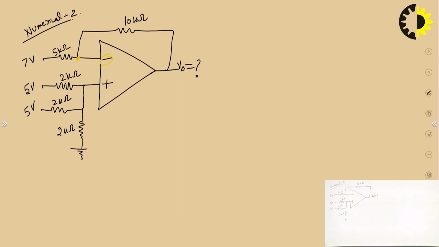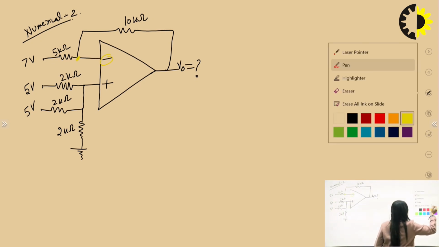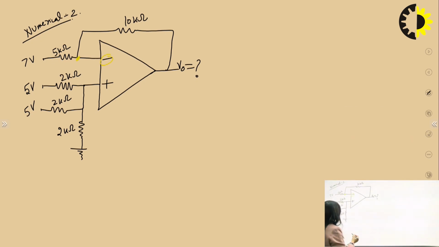Now, using the virtual ground concept, I have to apply it, right? If I want to apply my virtual ground concept, then I will calculate the potential at this point. This is very important. This is VB. The potential of this point is VB. This is point A. The potential of this point is VA. Now I want to calculate first the VB. I know from the virtual ground concept that VA is equal to VB.